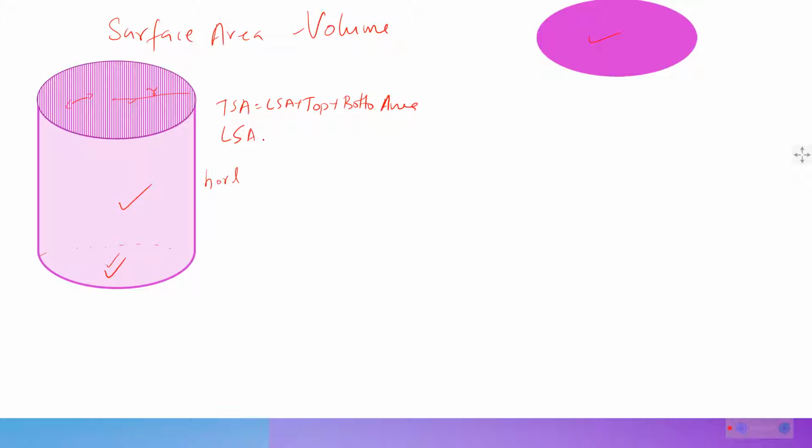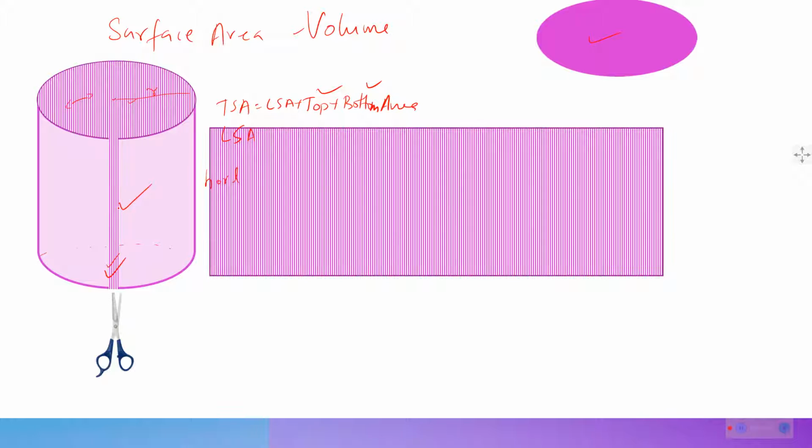I am making you understand. Lateral surface area will not be having top and bottom, correct? So let me cut this. I am going to develop a formula for this. We need a formula to calculate. So I am going to cut here with a scissor upon it. Spread it. Now what happened? Here is a circle, the same circle here.